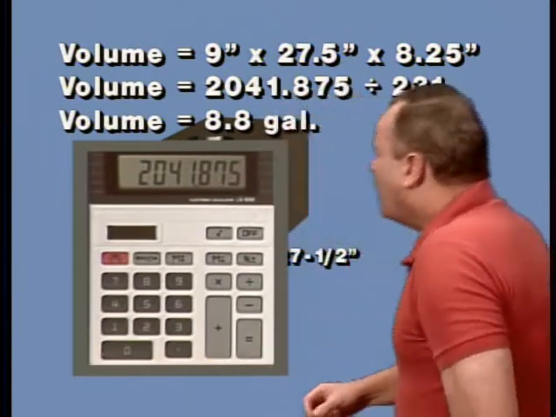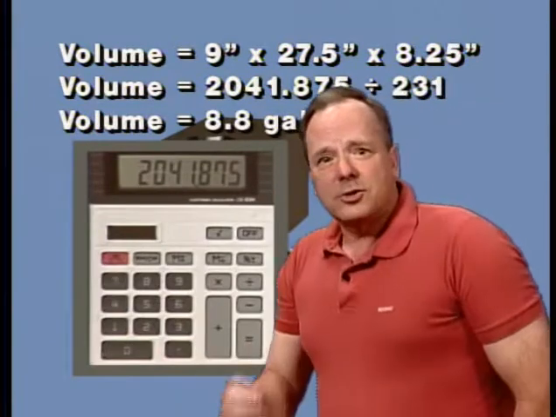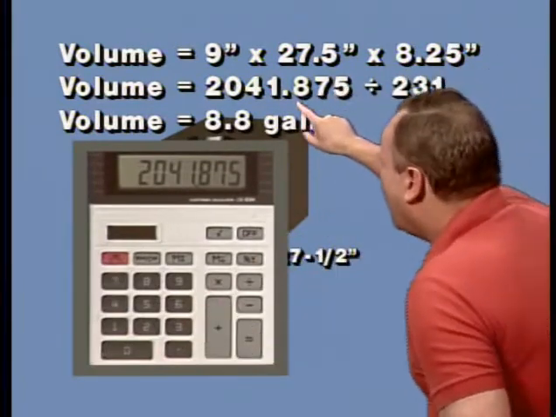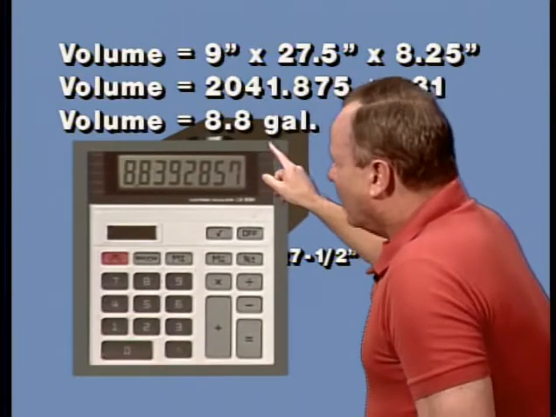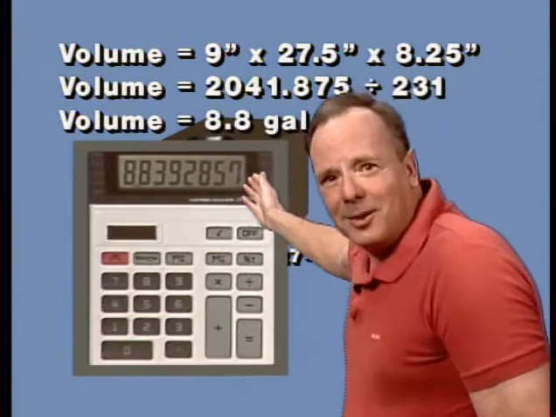And they told us in the question that 1 gallon is 231 cubic inches. So divide by 231, and now we'll find out how many gallons we have, and we have 8.8 gallons.